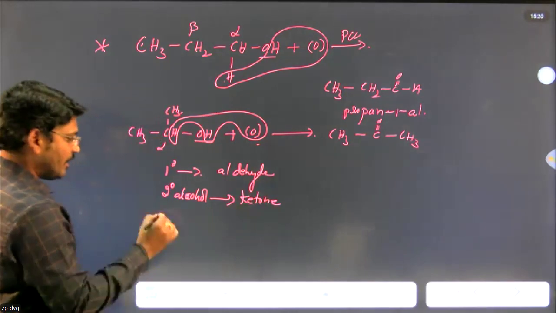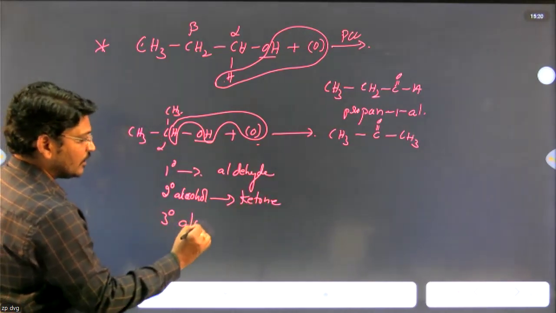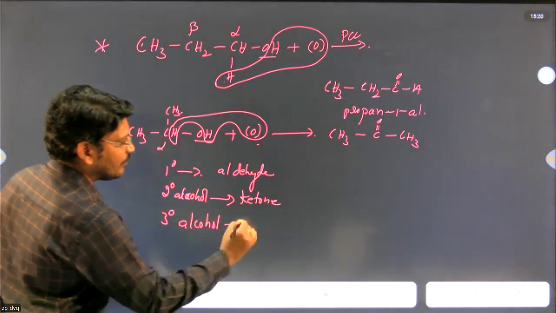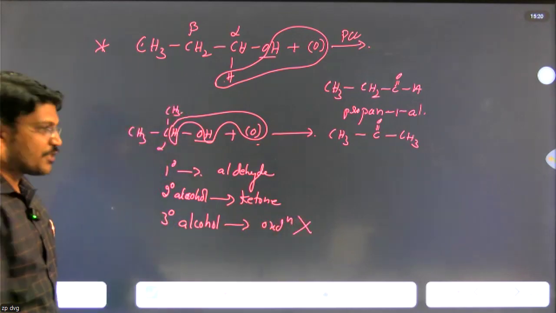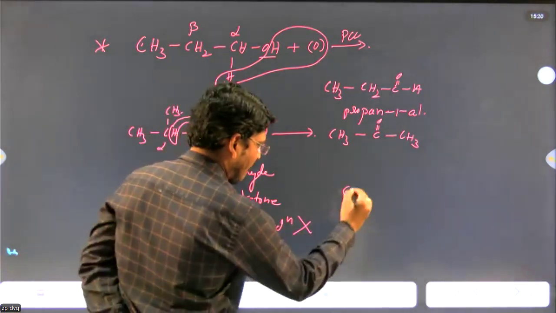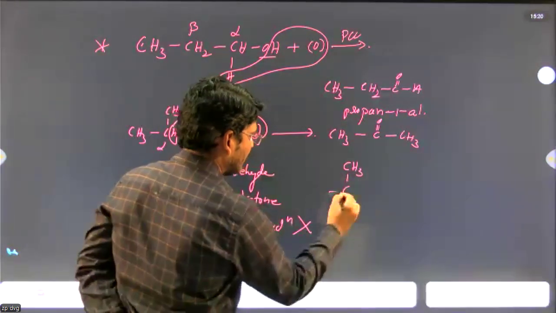And one more important thing is a tertiary alcohol. This tertiary alcohol never undergoes oxidation. What is the reason behind that? Tertiary alcohol never contains an alpha hydrogen atom.